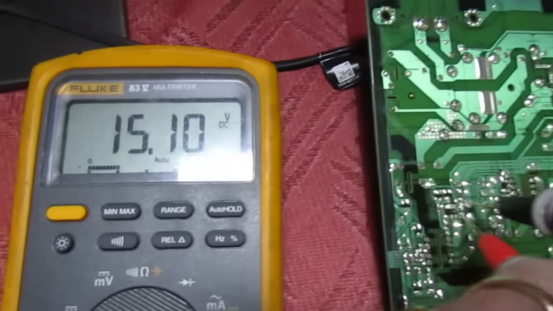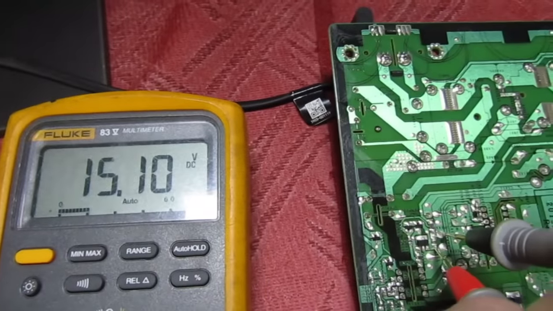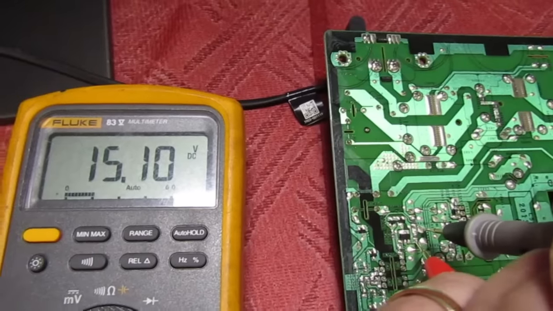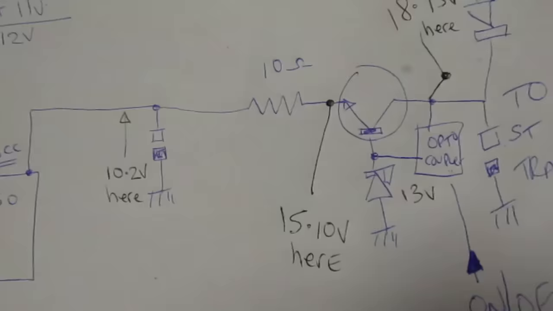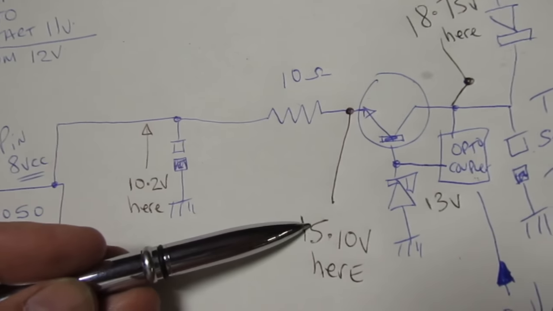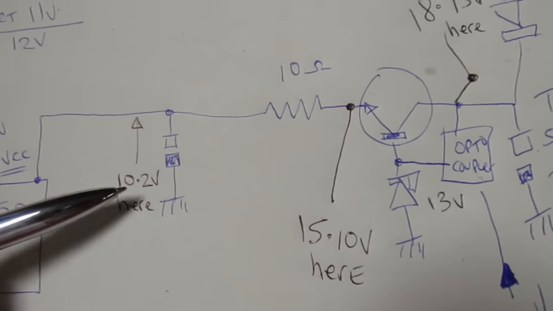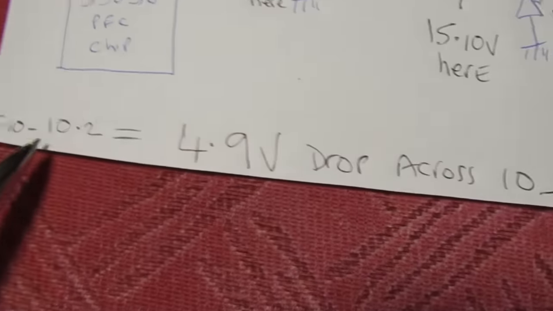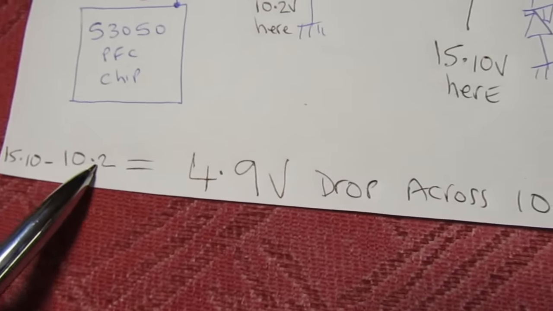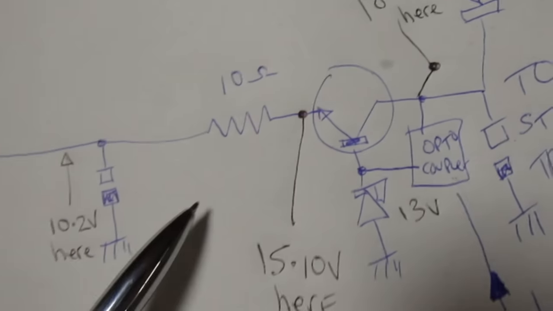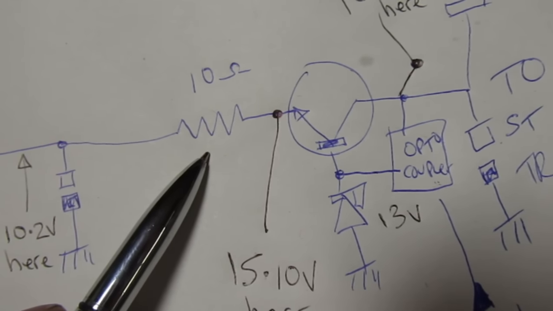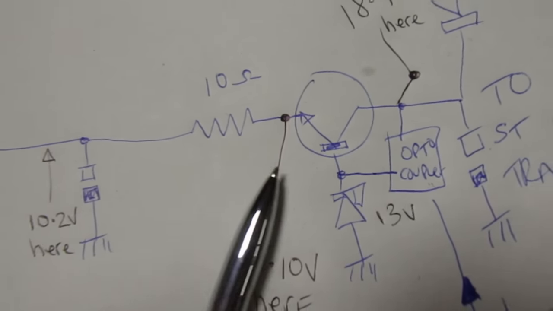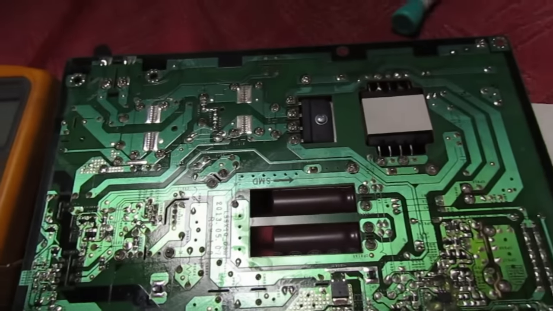Right, so actually a little bit more than what I thought coming out of the emitter. We've got 15.10 volts, but not to worry about that because you'll see where we're coming to in a minute. So 15.10 we'll mark on the diagram. Right, so on the emitter of that transistor we got 15.10. We've only got 10.2 volts there, and that's across that 10 ohm resistor. So 15.10 less 10.2, that's a 4.9 volt drop across a 10 ohm resistor. That cannot be right. We need to locate this resistor and measure its value. Right, so let's have a look at that.